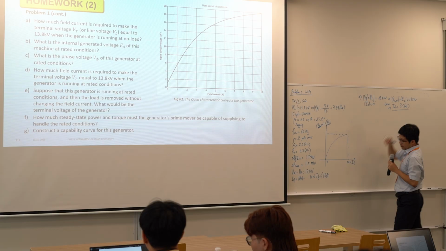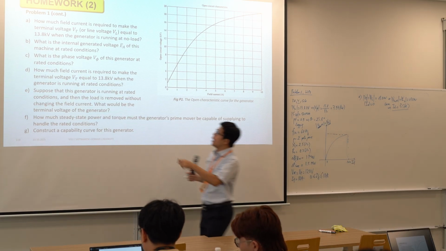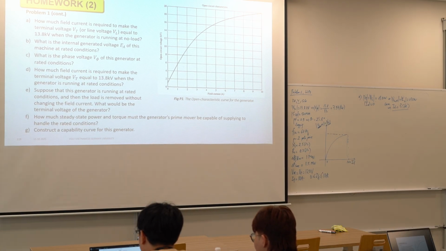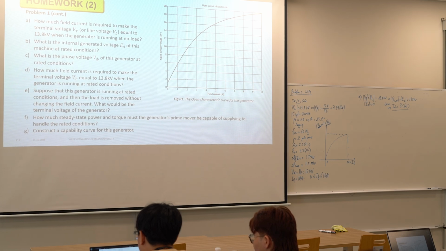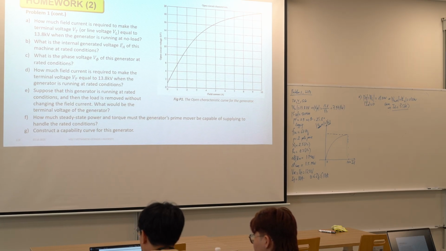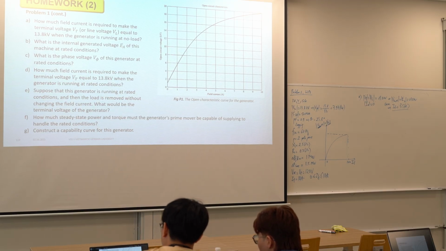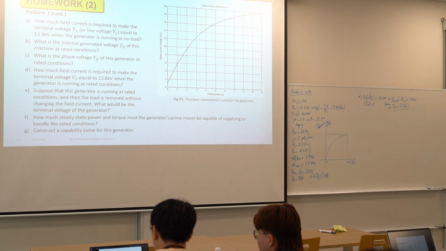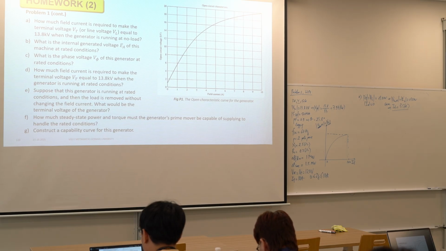Okay, that is part A. Now we think about part B. And here we have the answer. Let me double check. We have 3.5 amperes. Yes, good. Continue. Part B.